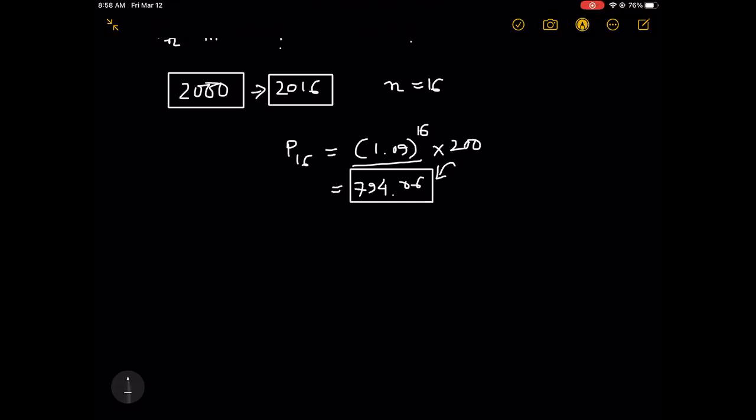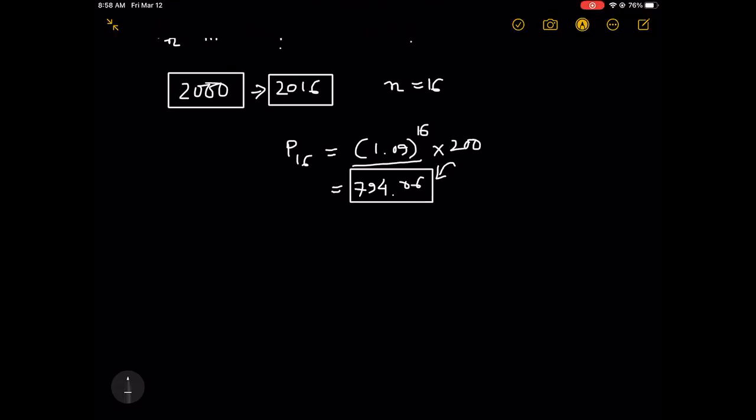Has anyone a different result other than this using his or her calculator? That's what I got. Anyone else has a different result? Okay, because this is really easy to have a different result. If you just plug in a wrong way, your calculator will give you a wrong result. So that's why I try to check whether you have the same answer or not.